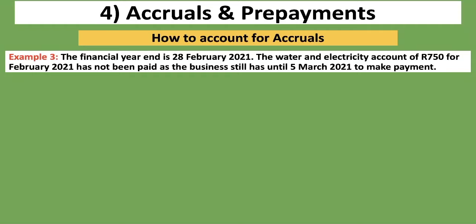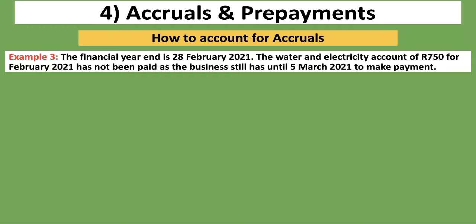So what accrual or prepayment is this? Can you try and identify it? Pause the video here, try and identify it, and do the journal entry and see if you'll get the same answer as we do. Okay, I hope you've paused and I hope you identified it.